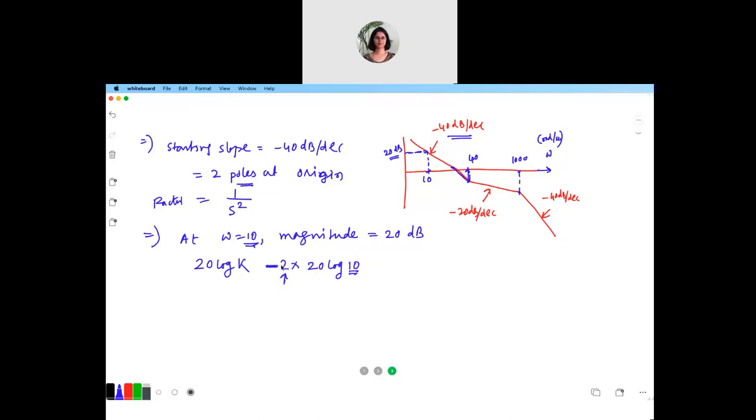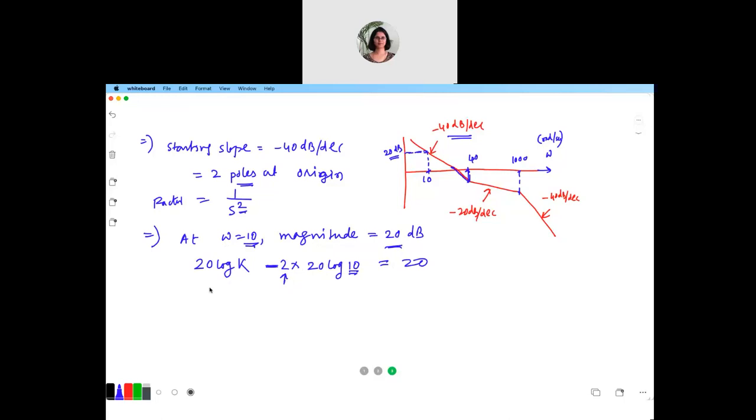Here the number of poles or zeros is 2, so 2 multiplied by this 20 log remains as is, and this 10 comes because you know the magnitude at omega equal to 10, so you are writing it as 10, and that's equal to the given value, which is 20. Now from here you should calculate k.